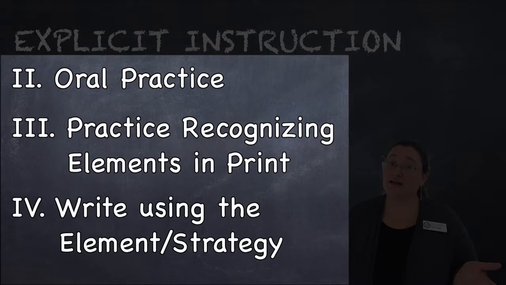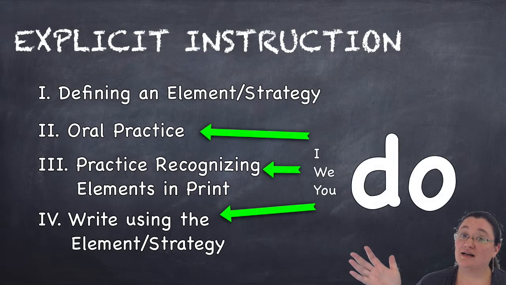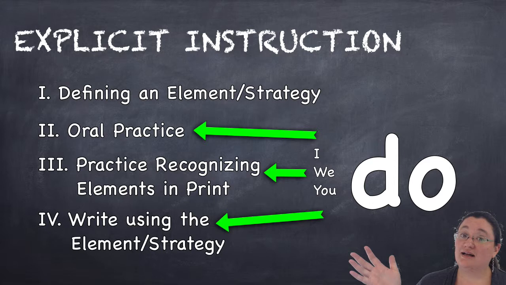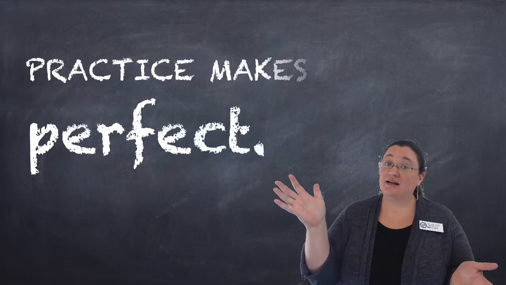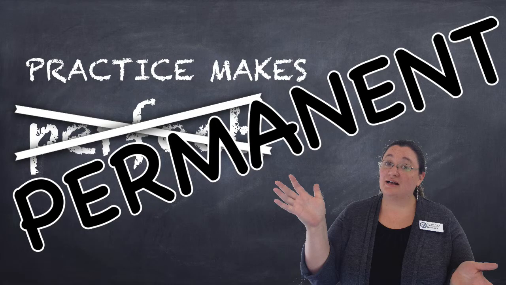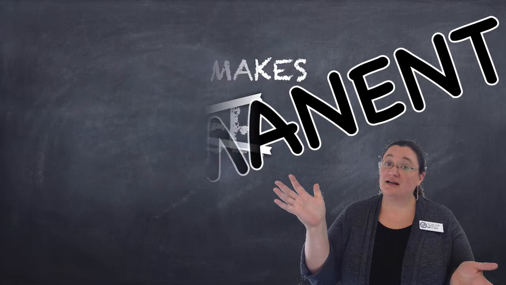And those last 3 bullets, practicing orally, practicing recognizing the element, and writing using that element, those are things that we want to follow in I do, we do, you do format. We want to start with a teacher model, then do it as a group conversation and some guided lessons and guided activity before we release them to do it on their own. Because we know that practice doesn't make perfect, practice makes permanent. And we want to make sure that our kids are practicing things correctly so that they are sure to do it correctly when they're on their own. So we want to do that I do, we do, you do format.